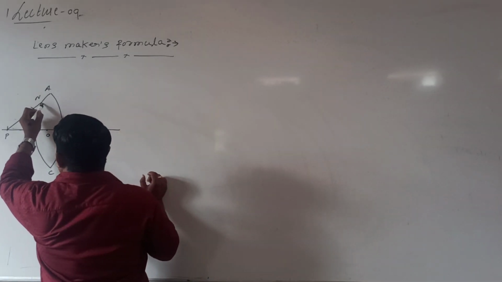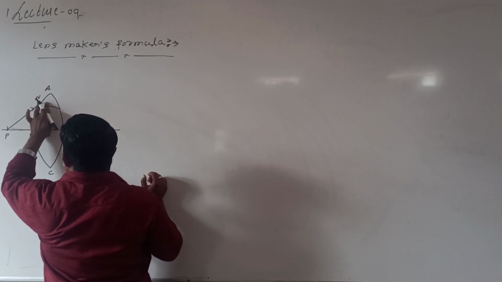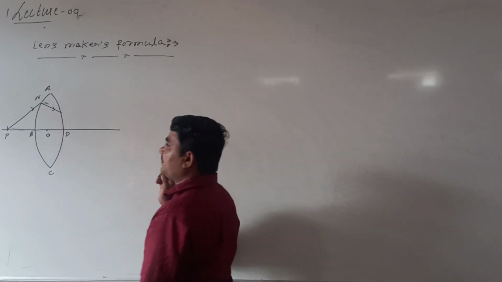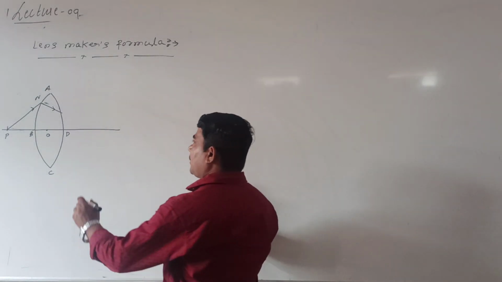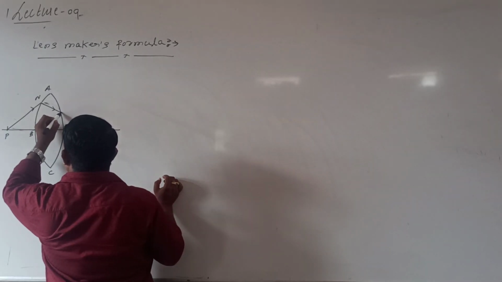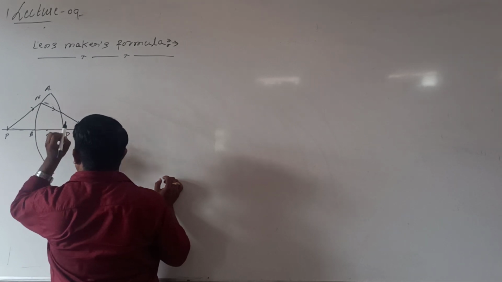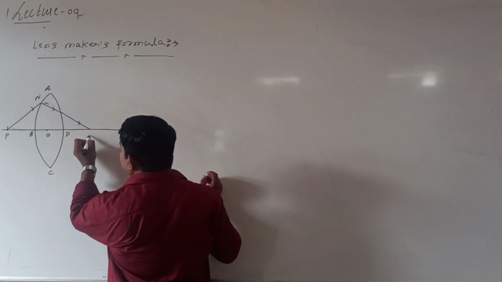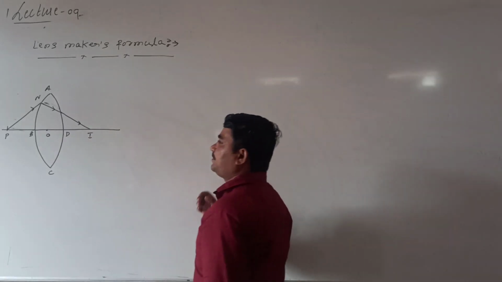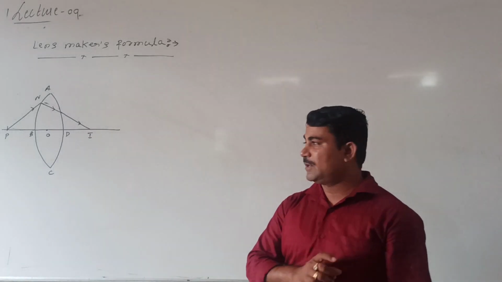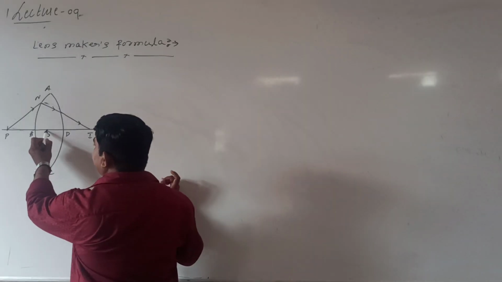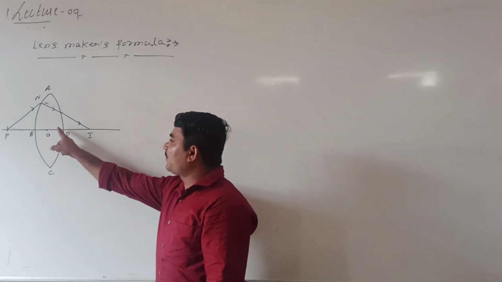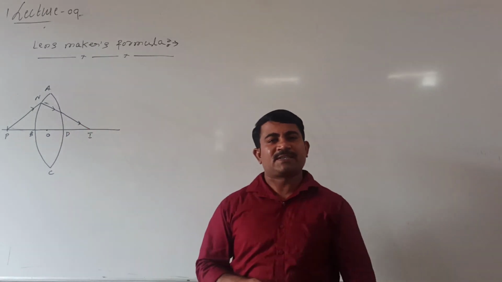After incidence, the ray of light is refracted. Look at me. How is the ray of light refracted? A ray of light is refracted like this. Again, after refraction, how does the ray of light meet? The ray of light meets on the principal axis like this, at point I. Then what to assume? The distance between optical center and object is called object distance. The distance between optical center and image is called image distance.